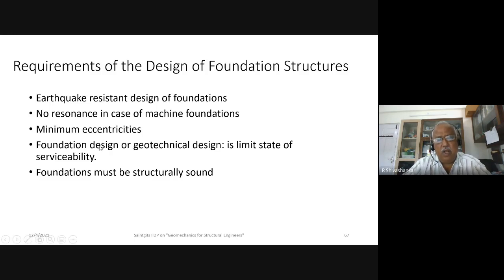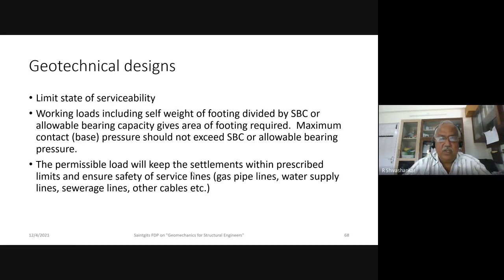And with long columns, you'll also have to consider the effect of buckling in some cases. So finally, I want my foundation not to settle too much. Load should be transferred safely, and it should not get crushed structurally. So this is what I've been telling.